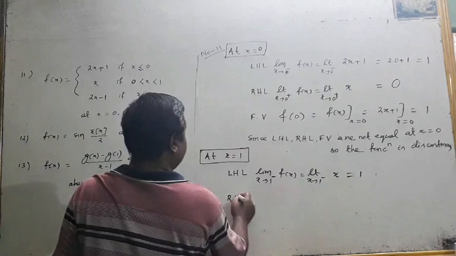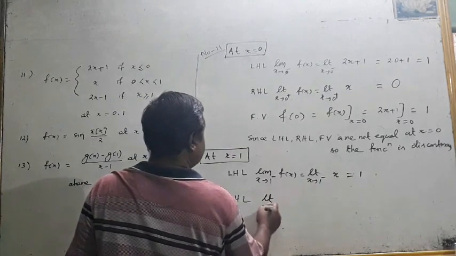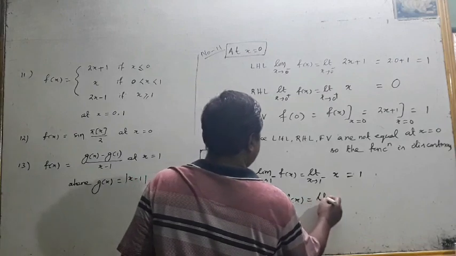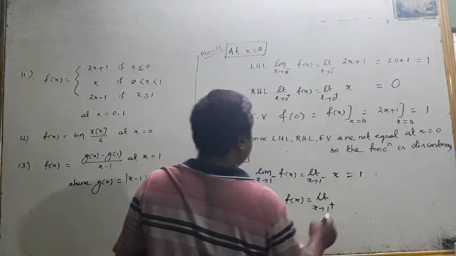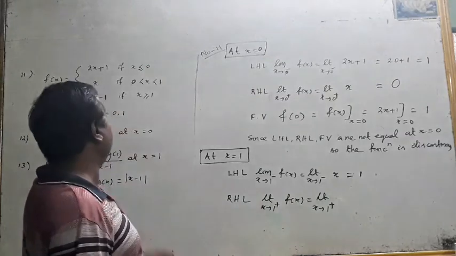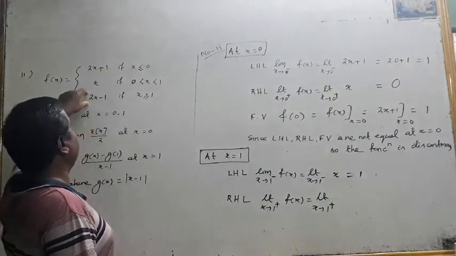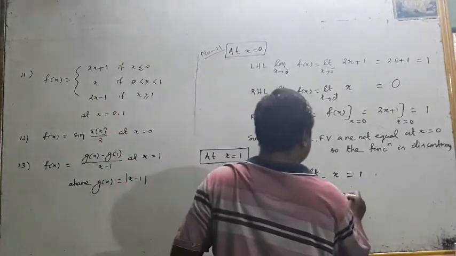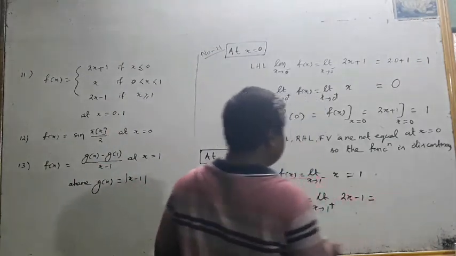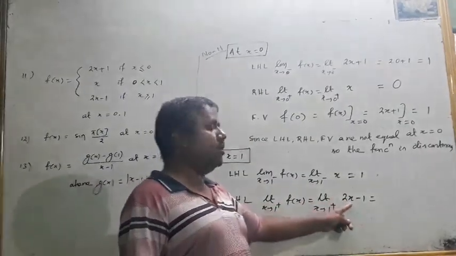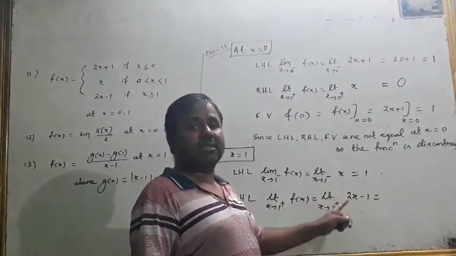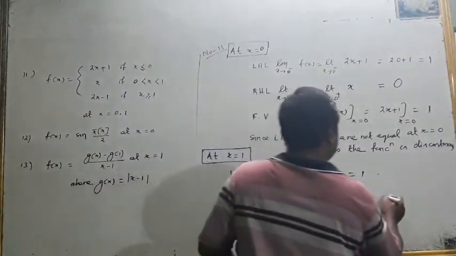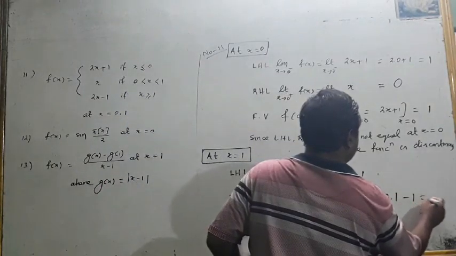Now right hand limit. Limit x tends to 1 plus f(x). That means x is slightly more than 1. Then in place of f(x), we will write 2x minus 1. As there is no problem, no mod, no bracket, nothing is there, we can put this value directly. So the value is 2 into 1 minus 1, which is 1.